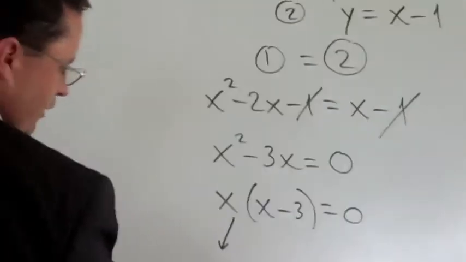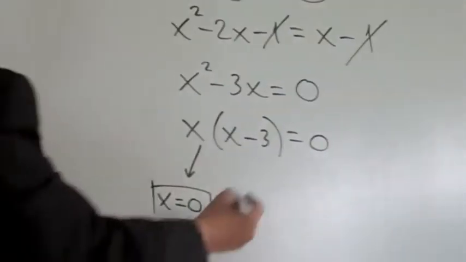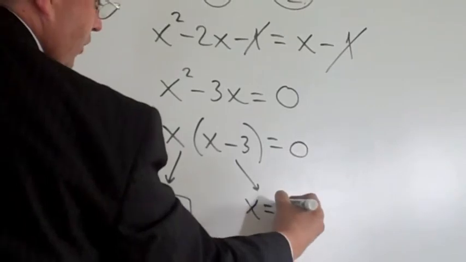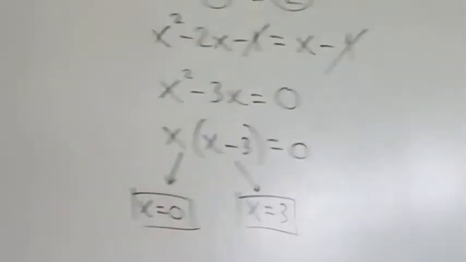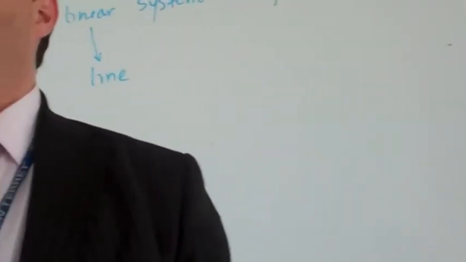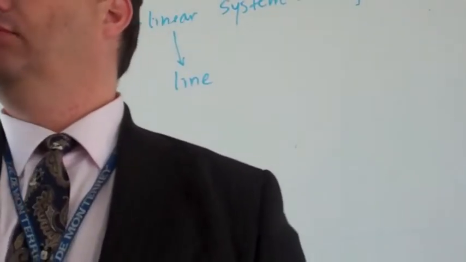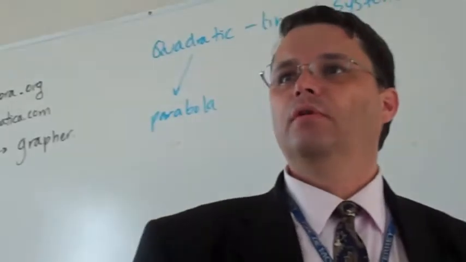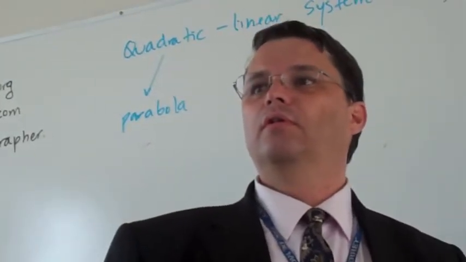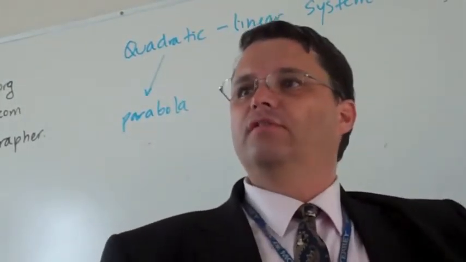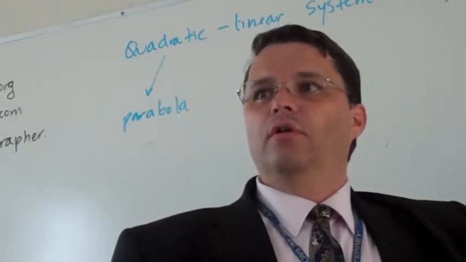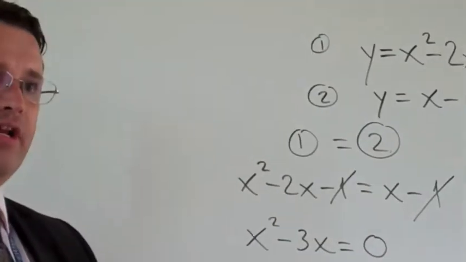Okay? So we have two solutions. One solution is x equals 0. The other solution is x equals 3. Now, is that a point? Is that the full coordinate? No. This is half a coordinate, and this is half of the other coordinate.